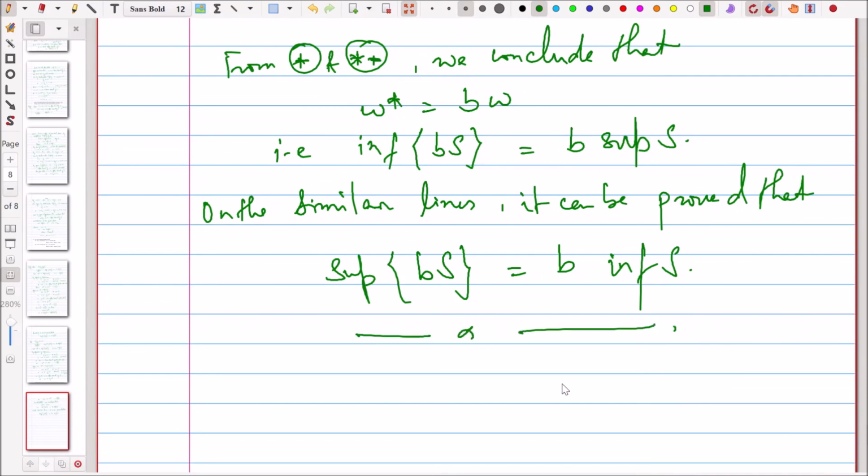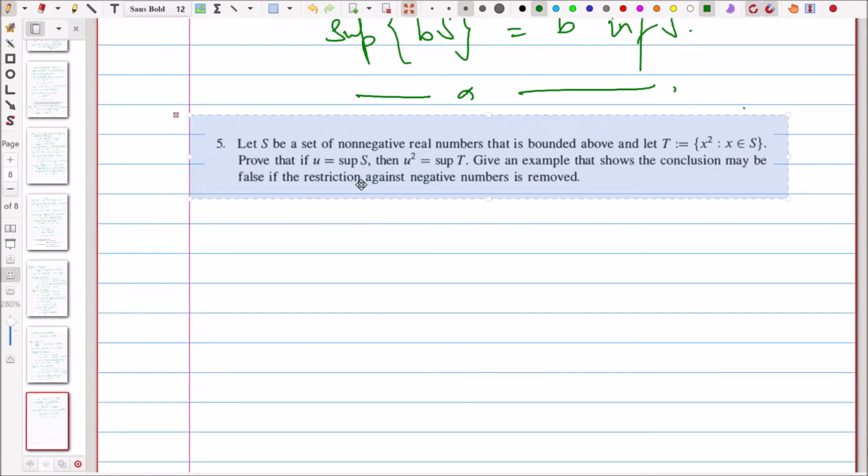So this completes question number 4. Now let us take the last question, which is question number 5. We are given a set of non-negative real numbers. So S contains non-negative real numbers. Non-negative real numbers means the number is either 0 or positive. We don't have negative numbers in S.